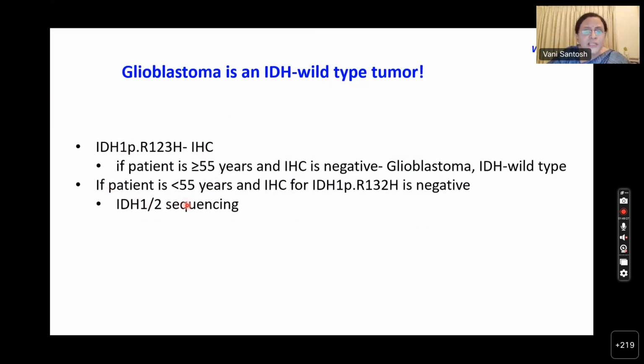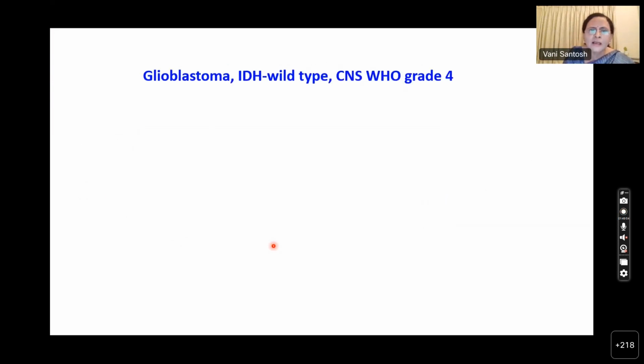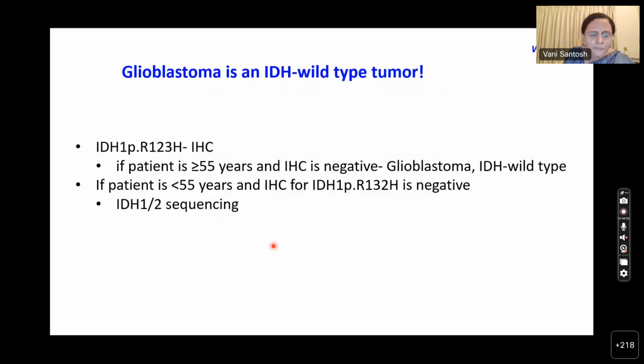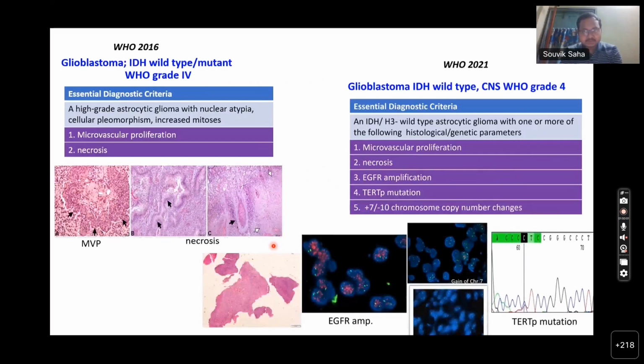But if the patient is below 55 years and IDH1 R132H is negative by IHC, then sequencing for other IDH mutations will be required. You can take a decision based on ATRX status, p53 status, all that you can decide, and then do an IDH sequencing. But this patient was 60 years old and IDH1 R132H was negative. So conveniently we can call it glioblastoma IDH wild type, CNS WHO grade 4. Is that clear? Did you understand that? Yes.